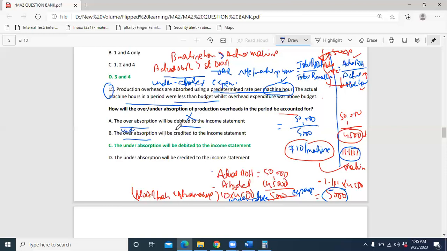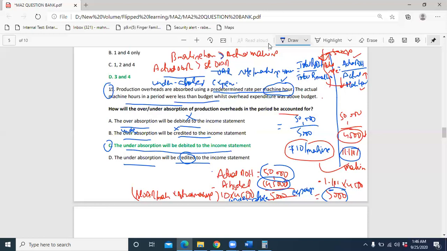So this statement is wrong, and this one is right. Over-absorption is always credited, but this is not over-absorbed. So statements A and B are wrong. Under-absorption, and it will be credited to the income statement? No, I actually charged less, so this is my expense. I actually proved it: instead of charging 50,000, I charged 45,000, 5,000 less. Instead of charging 11.1111 per machine hour to the product, I absorbed cost into the product on the basis of 10 per machine hour, which is absolutely wrong. So it is not credited. Here it is wrong. So the right statement is in green.